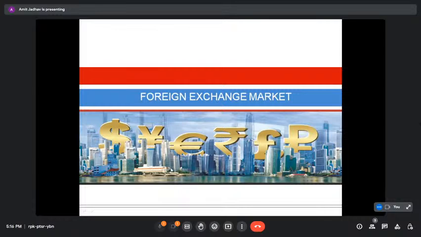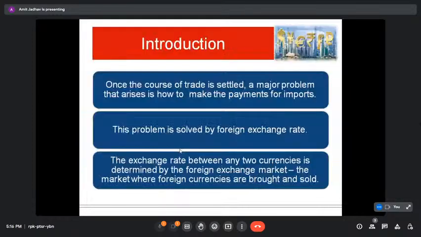Okay. So today we discuss the foreign exchange market. Basically, last lecture we discussed the BOP, balance of payment. The foreign exchange market is a market where foreign currency is bought and sold. Once the course of the trade is settled, the major problem that arises is how to make the payment for the import, because for an import payment we are not able to pay in our own currency, we have to pay in a foreign currency.